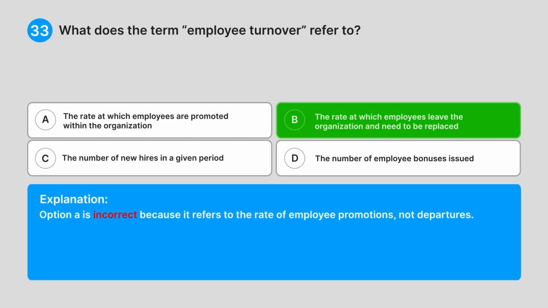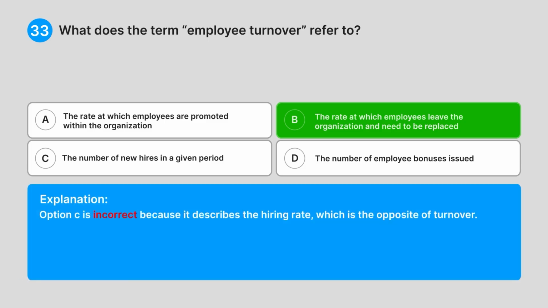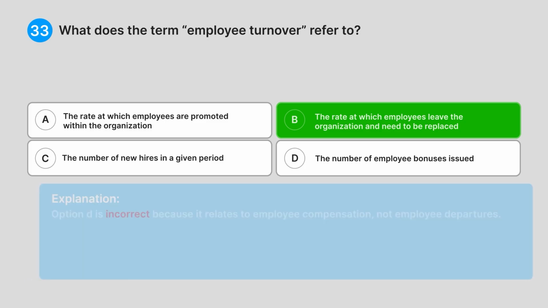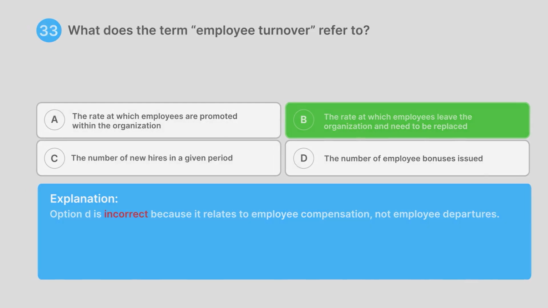Option A is incorrect because it refers to the rate of employee promotions, not departures. Option C is incorrect because it describes the hiring rate, which is the opposite of turnover. Option D is incorrect because it relates to employee compensation, not employee departures.